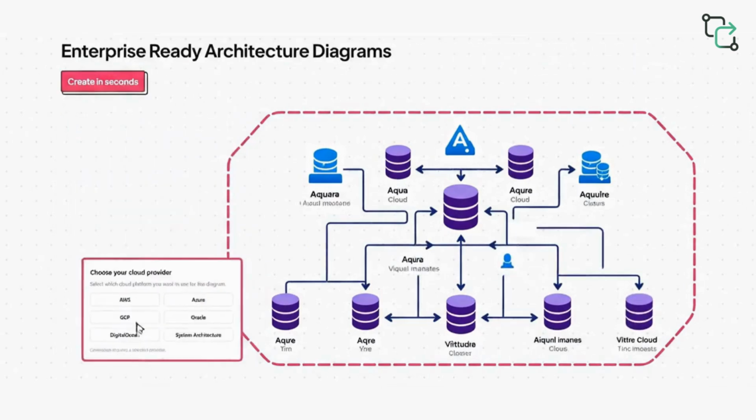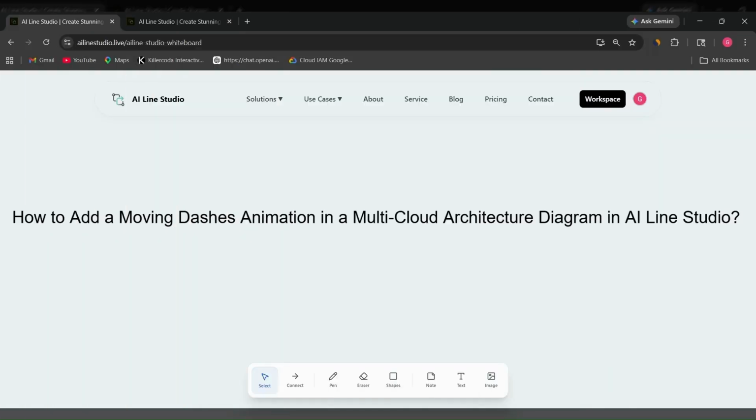Clear, structured, production ready. Hello everyone, welcome to AI Line Studio tutorial 68, and today's topic is how to add a moving dashes animation in a multi-cloud architecture diagram in AI Line Studio.